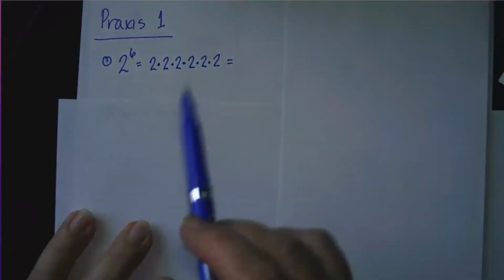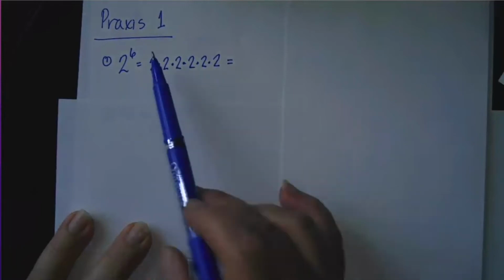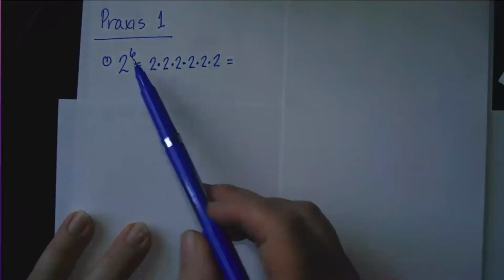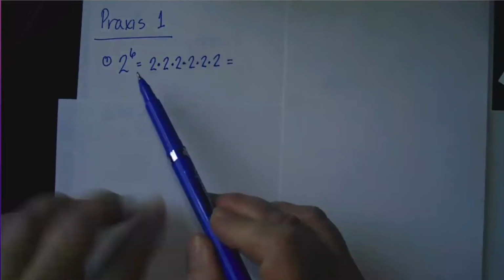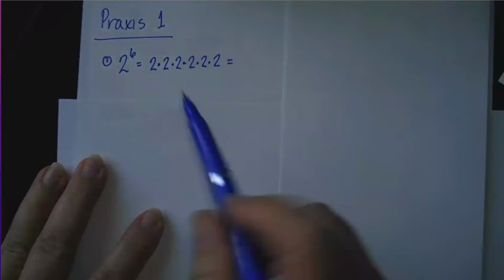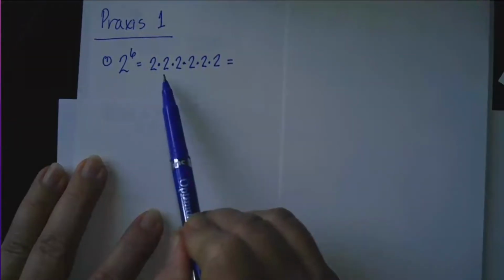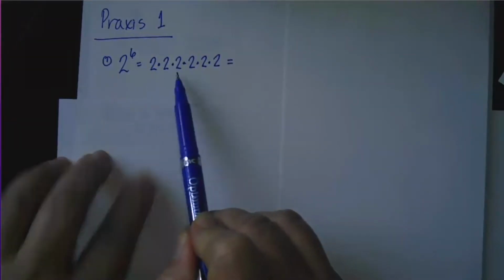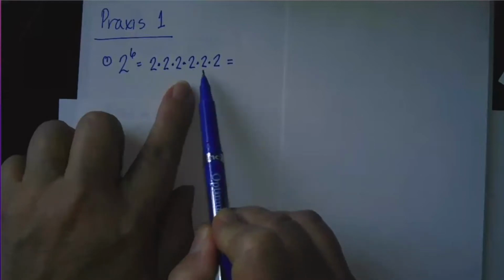Okay, so the first is just testing a definition. Do you know what 2 to the 6th represents? That represents 2 being multiplied 6 times, and I think just about everybody knew that was correct. So 2 times 2 is 4, times 2 is 8, times 2 is 16, times 2 is 32, times 2 is 64.